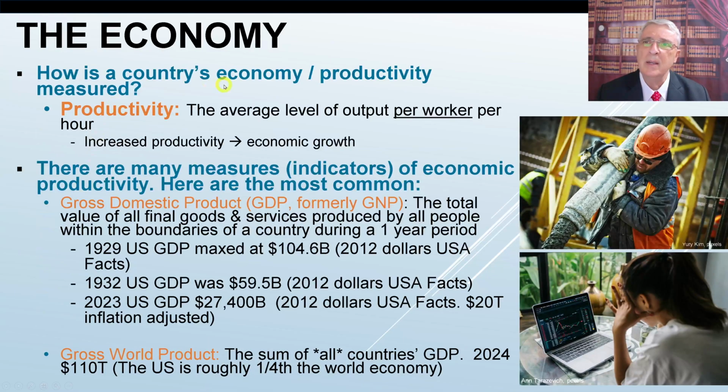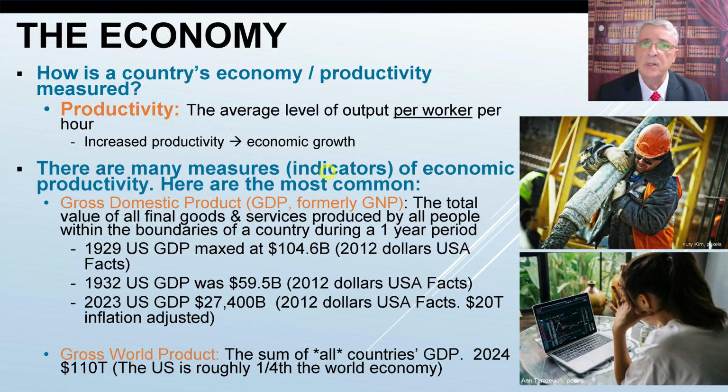So how is a country's economy and productivity measured? Well, productivity is the average output of work per hour. That is not the number of hours worked, that is how much a person can get done in one hour. For example, computers have greatly increased our productivity. Things like gasoline cars versus horse-drawn buggies have increased our productivity. Increased productivity is directly tied to economic growth.